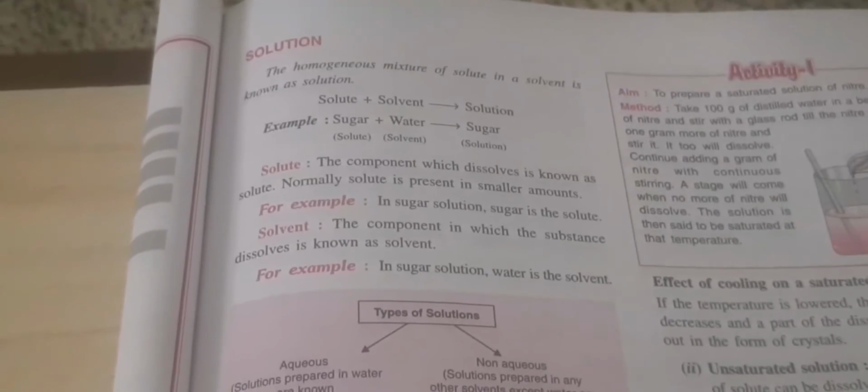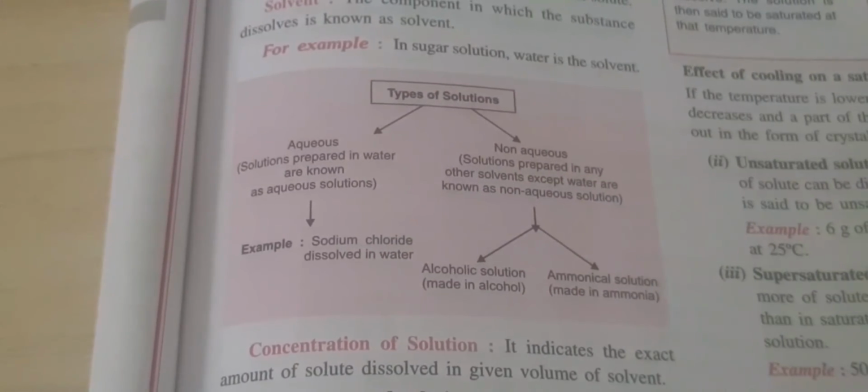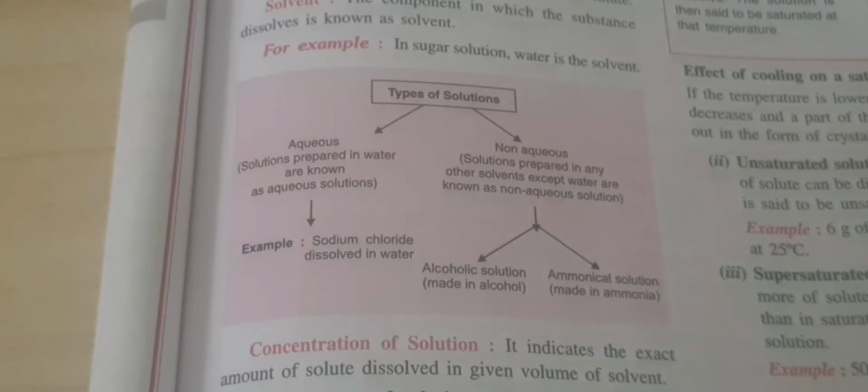Now the solutions can be divided into two groups: aqueous and non-aqueous solutions. The solutions which are prepared in water, we call aqueous solutions, like sugary water and salty water. There is one more type of solution known as a non-aqueous solution: a solution prepared in any other solvent, not water. Examples are alcoholic solutions, like tincture iodine where a substance is dissolved in alcohol, and ammonical solutions, when substances are dissolved in ammonia solution. So this is one classification, aqueous solution and non-aqueous solution.